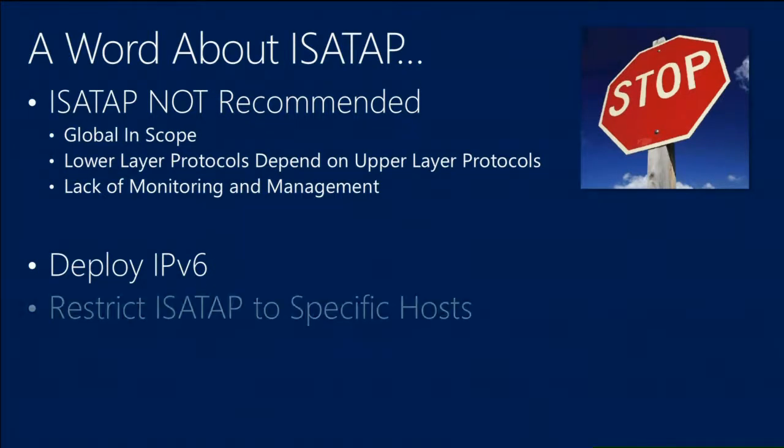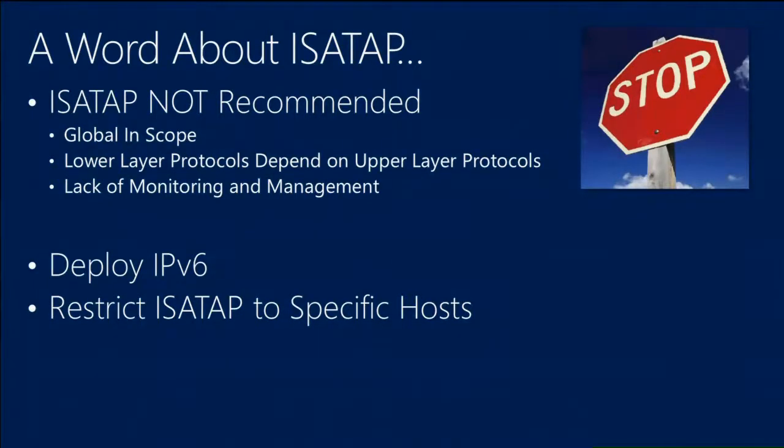There are some other workarounds. First of all, you can restrict ISATAP to specific hosts. If you can't deploy IPv6, consider ISATAP, but consider restricting it to a very specific set of hosts. One of the things that we learned was that enabling ISATAP for everybody was useless because we had like 1 or 3 or 5 workstations that ultimately needed this connectivity.